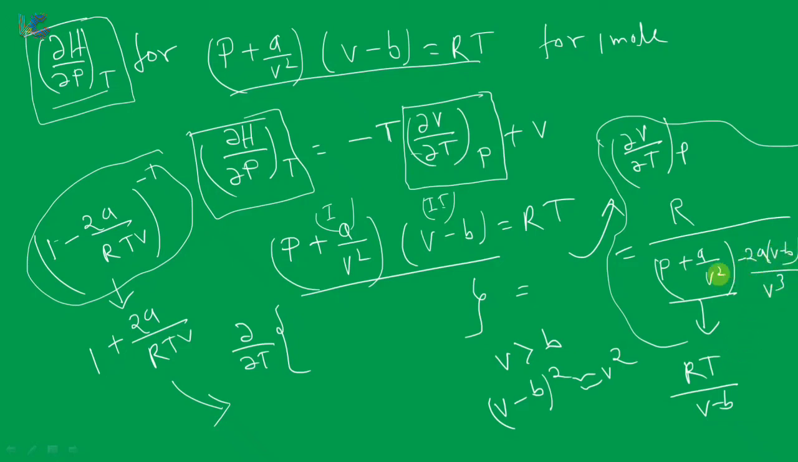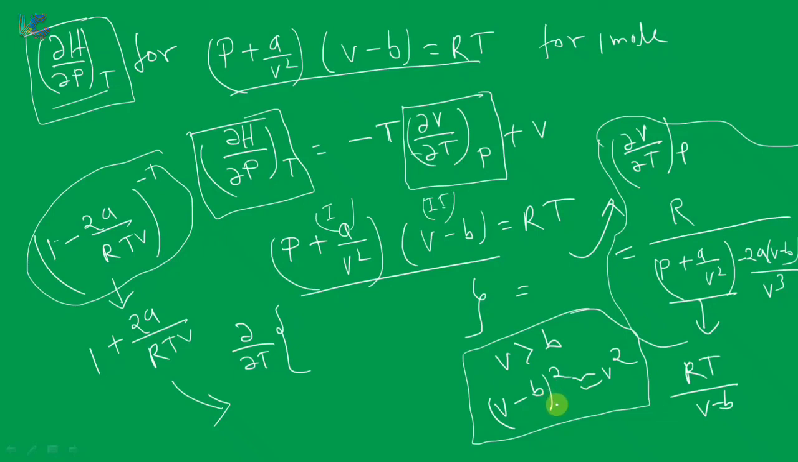This you will get, and this term you put in this equation. In this equation you put this. Okay, then what you do? Then you replace P plus A by V square as RT by V minus B using this equation. Now when you replace this as RT by V minus B, after that you use this: as V is greater than B, B is very small with respect to V, so you can use V minus B whole square equal to V square.